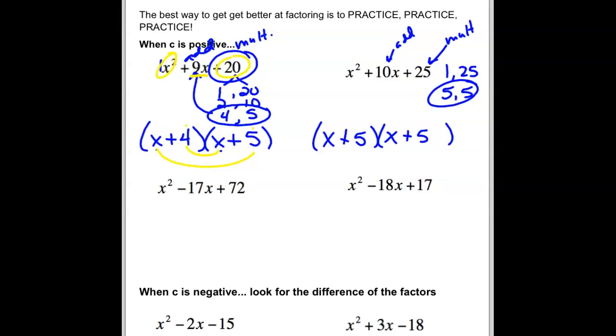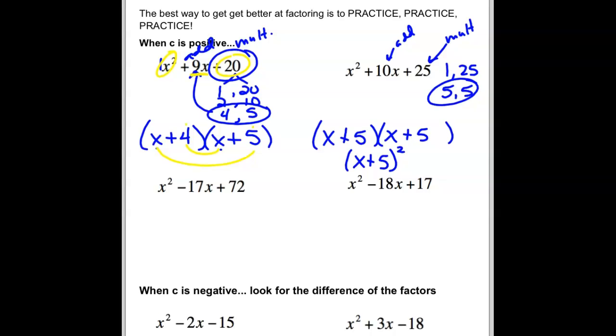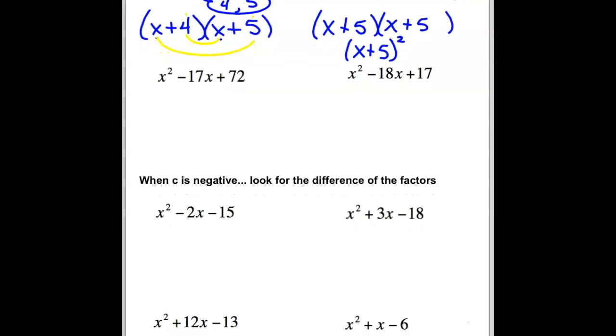Now because both factors are x plus 5, we could shorten this and just write it as x plus 5 squared. That indicates that we have two identical factors. Now the first two examples, everything was positive. So we really were just focusing on our positive options.